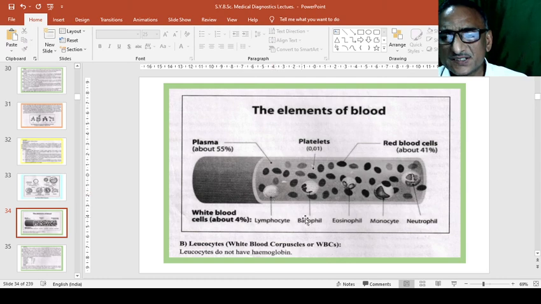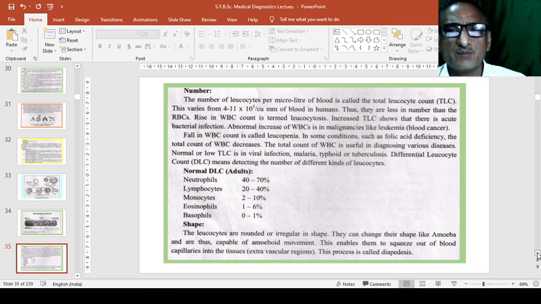Lymphocytes, basophils, eosinophils, monocytes and neutrophils, we have already studied the structure. The percentage average in the blood stream is shown by a diagram. Leukocytes or white cells do not possess hemoglobin, but they have a nucleus in the form of lobules and perform a very good function of defense. An abnormal increase in WBC causes leukemia or blood cancer.